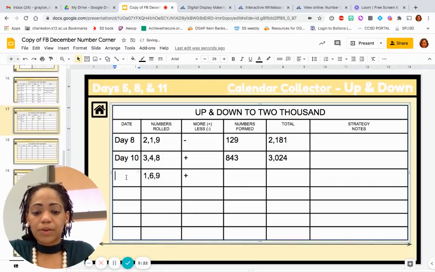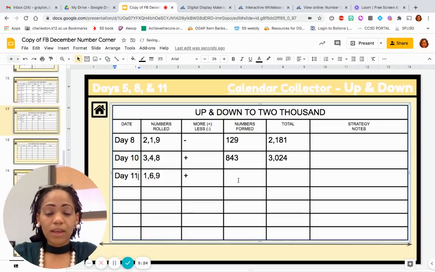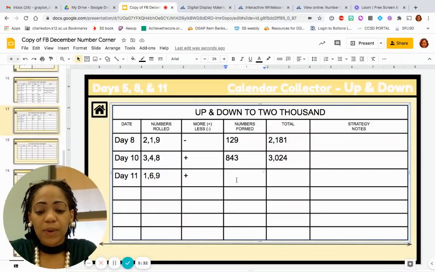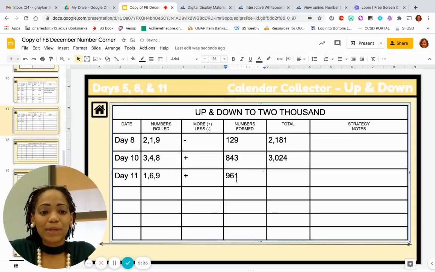So what number should we create? And really, we could create any number we want since we're well over 2,000. But just to keep it consistent with what we've been doing, we are going to make the number 961. We want to make the biggest number possible.